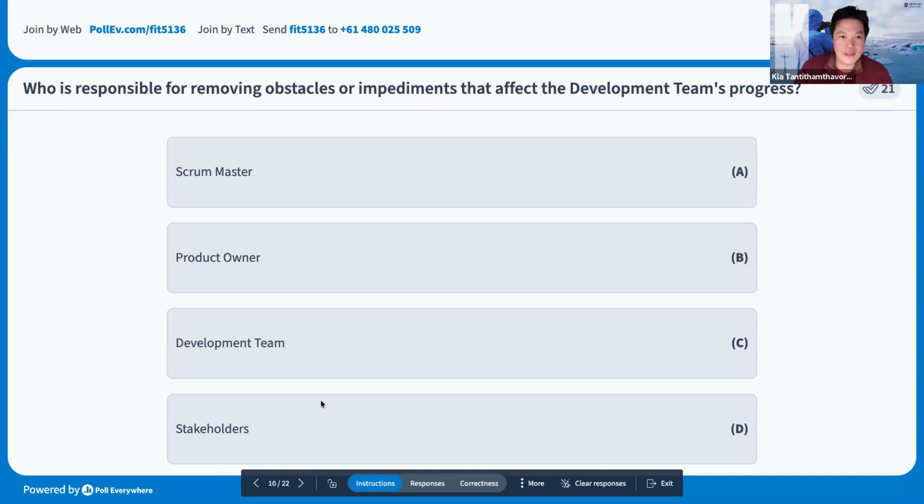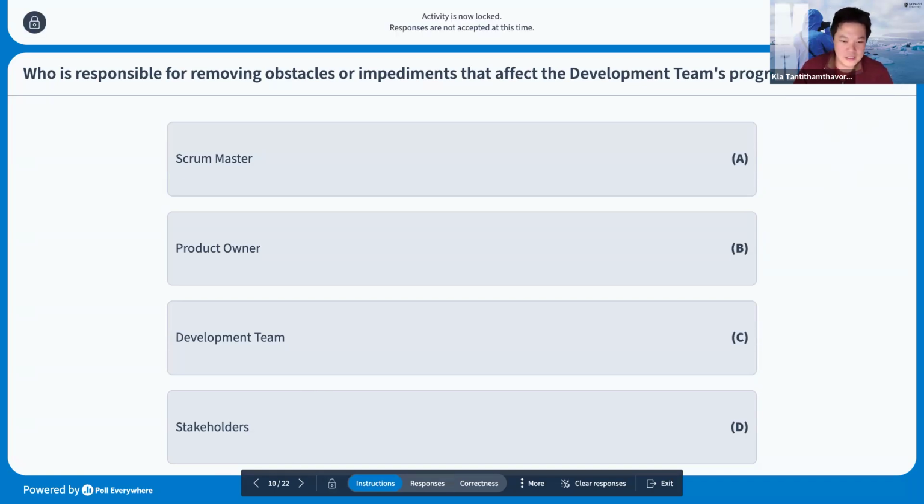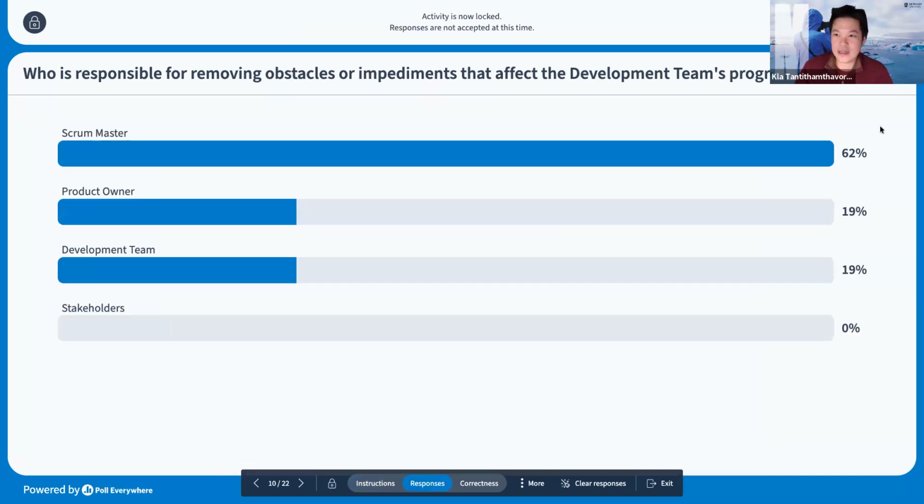All right, let's see the response. Remove the obstacle, impediment. Most likely, Scrum Master. Okay. Let's see the response. Yeah, that's right. Okay, 62%. Not really the product owner. Okay, product owner, they only focus on prioritizing the product. Like kind of a project manager.